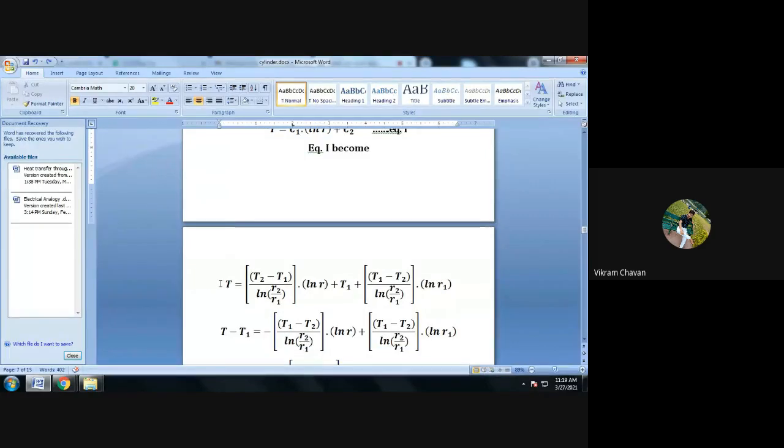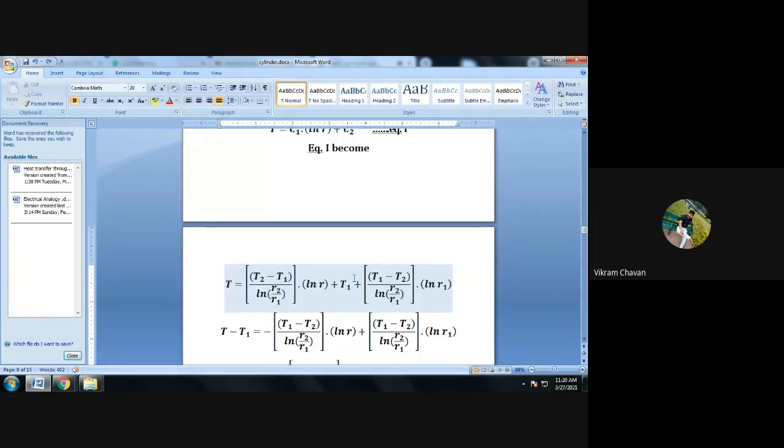Write down the next line: T is equal to, in square bracket, (T2 minus T1) whole divided by ln of R2 divided by R1, square bracket complete, multiplied by ln of R, plus, now the C2 value is T1 plus, in square bracket, (T1 minus T2) whole divided by ln of R2 divided by R1, square bracket complete, multiplied by ln of R1.